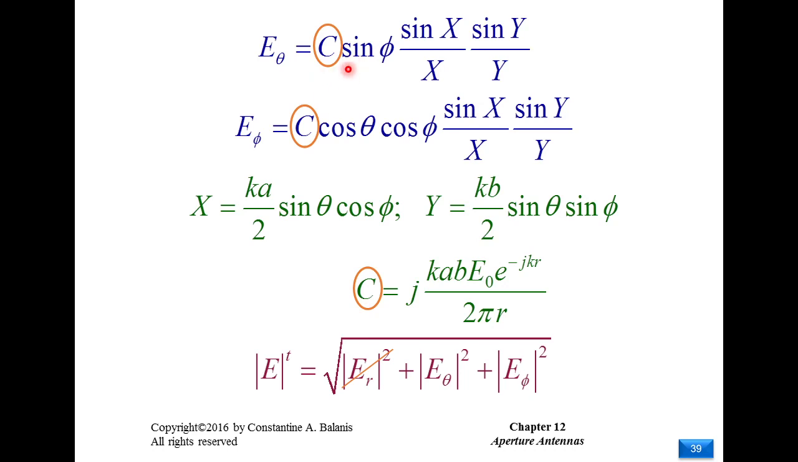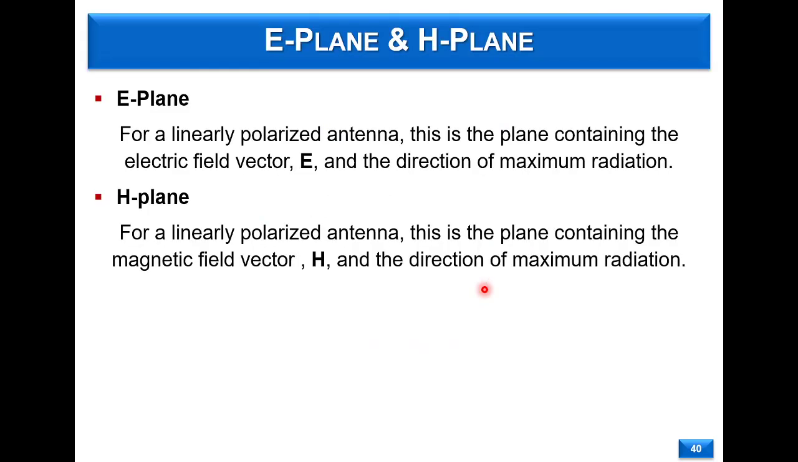So for simplification, we can put all the constants into C, where C equals this expression. Then it's multiplied by sine phi, sinc function, or E phi, which has cosine, sinc, and now we have all the information that we need about the electric field, and if you know the electric field, you can find the magnetic field as we talked previously.